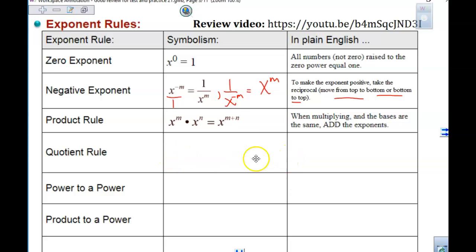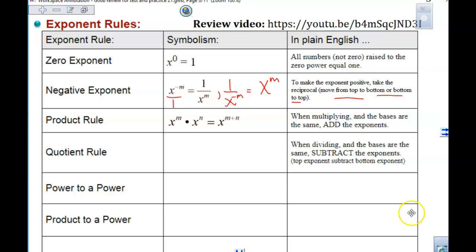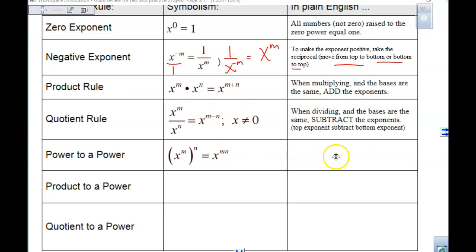The quotient rule. When we divide and we have the same base, we are actually subtracting. How do we write that with exponents? We are going to show x to the m divided by x to the n, and we are subtracting as we take a look at this. So power to a power, that's when you have a power raised to another power and you're multiplying. So when raising a power to a power, multiply the exponent.